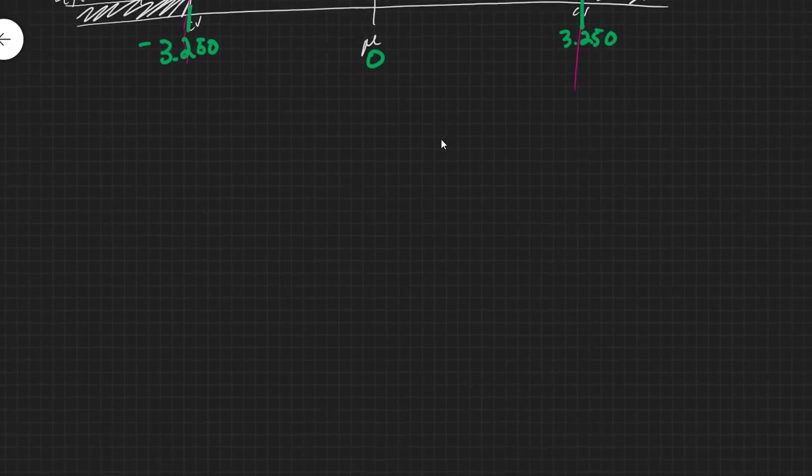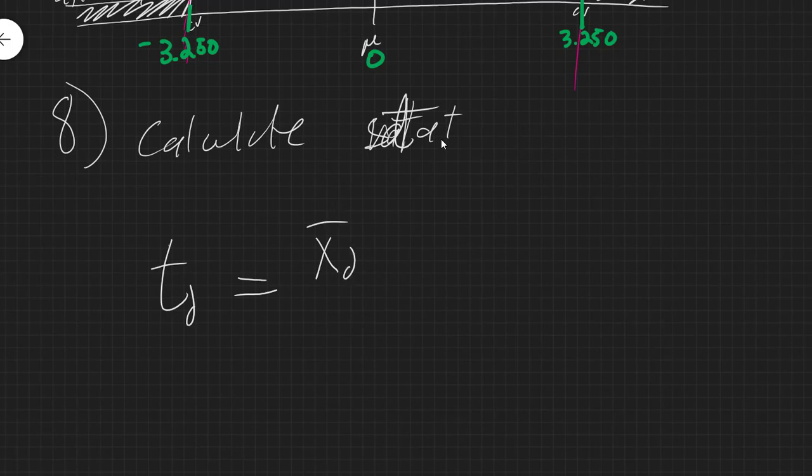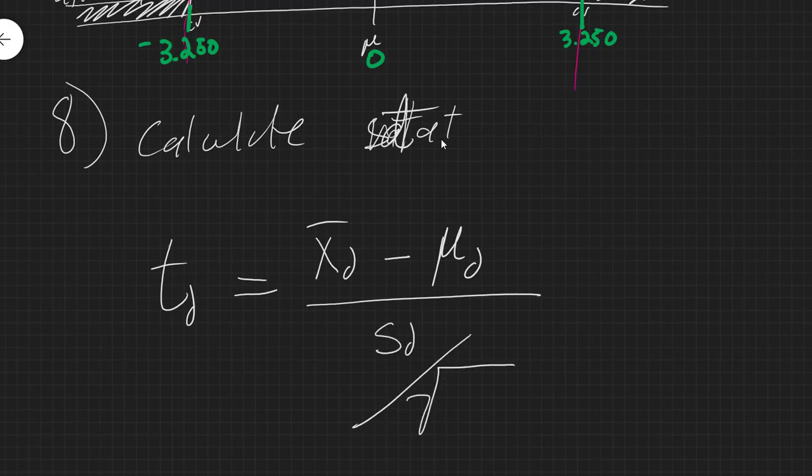Number 8 is calculate our value, or calculate our stat. And the great thing about a paired difference is that we go back to a more simplistic formula. Z is not what I want. I want t sub d is equal to x bar sub d minus mu sub d over s sub d over the square root of n sub d.